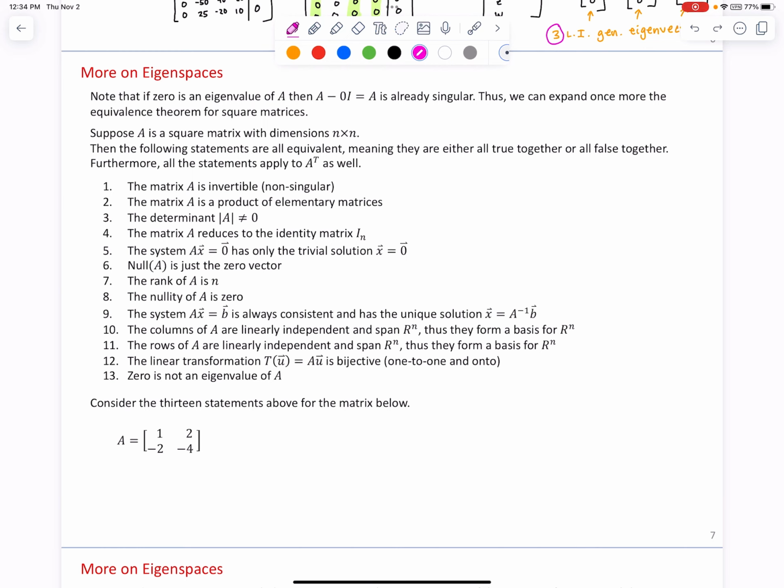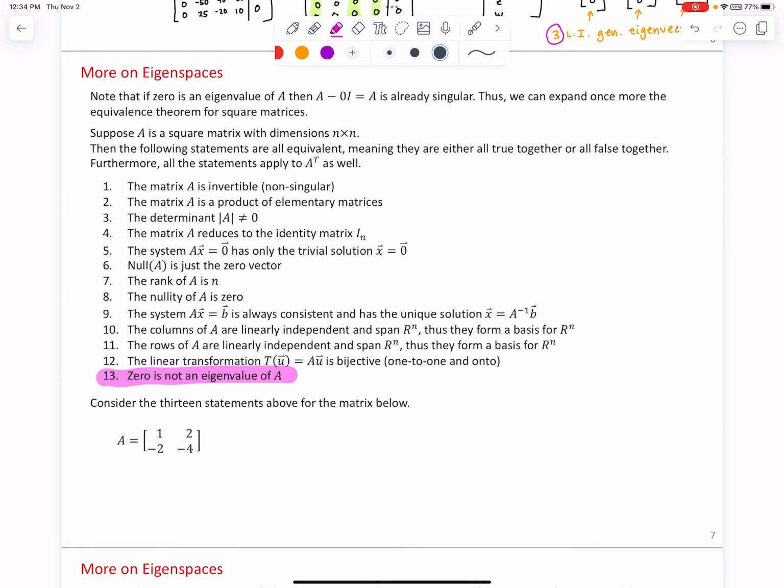Thus, we can expand once more the equivalence theorem for square matrices. Suppose A is a square matrix with dimensions n by n, then the following statements are all equivalent, meaning they are all either true together or all false together. Furthermore, all the statements apply to A transpose as well. So the first 12 here are the 12 that we've had from the past, but we've added one more at the bottom of the list.